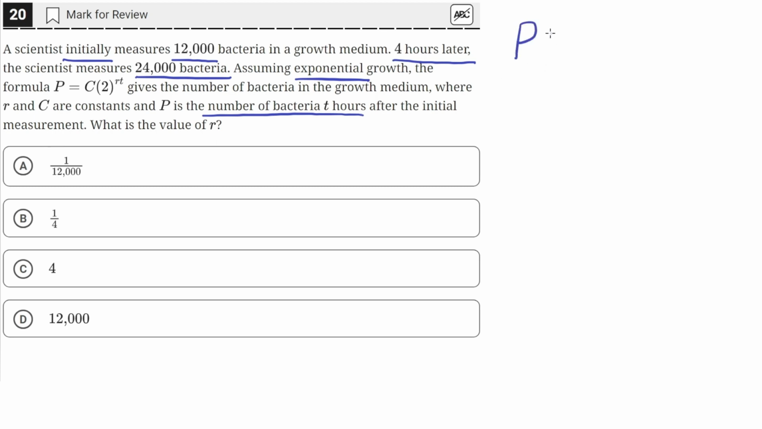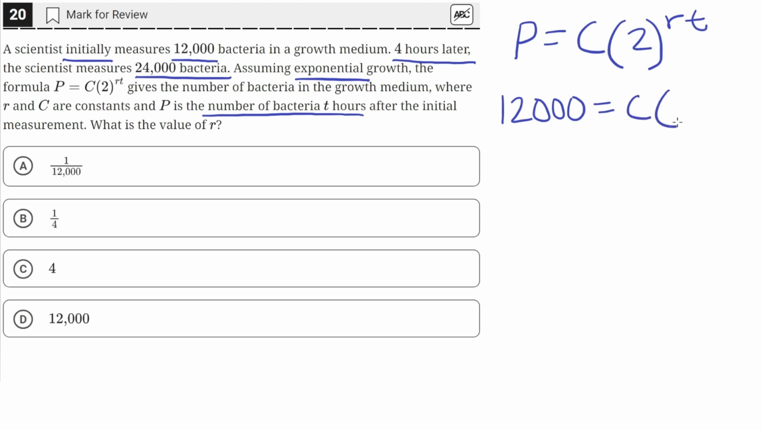Okay, so we have this exponential growth equation that models this problem. And we are given that the initial amount of bacteria in the medium is 12,000. So that means at t equals 0, which is the initial condition, the initial population of the bacteria is 12,000. So if we plug 12,000 in for P, and T as 0, we would be able to solve for the value of C.